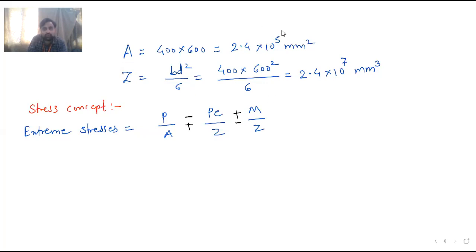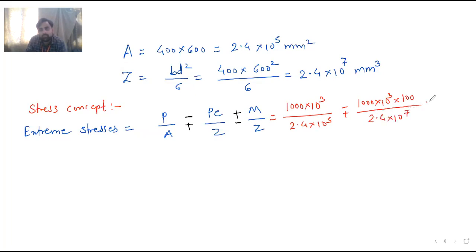Now just put the values, which is equal to P by A. What is the value of P given? 1000. 1000 into 10 raised to 3 divided by area, minus plus 1000 into 10 raised to 3 into eccentricity E, which is 100, divided by Z, again 2.4 into 10 raised to 7, then plus minus M by Z. M is the bending moment.